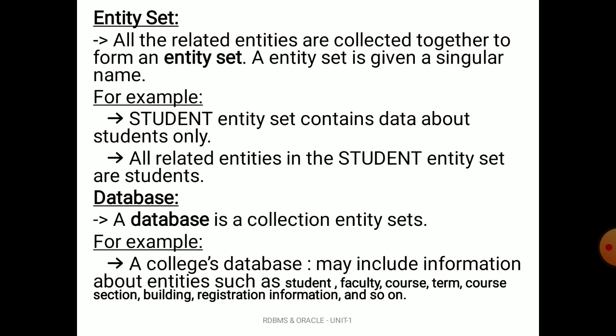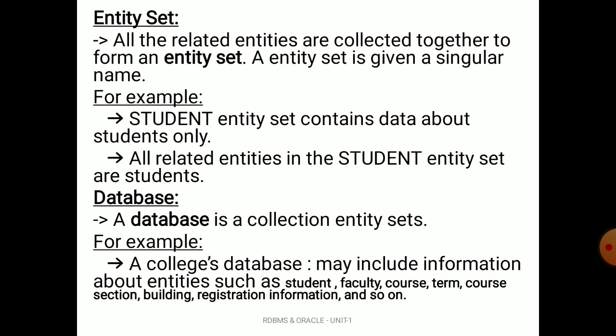Next one, database. A database is a collection of entity sets. Before, we discussed what is data, what is entity, what is entity set. These three things are what form a database. We know that data and entity are what form an entity set. The collection of entity sets is called a database.